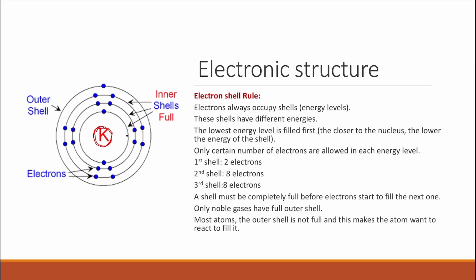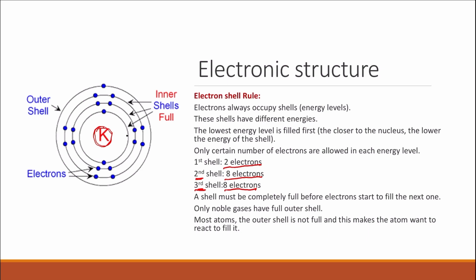What we should know as well is that each energy level or each shell has a maximum capacity of electrons. So it cannot take more than a certain number of electrons. In your specification, you should know the first energy shells and how many electrons they can have. The first energy shell can have a maximum of 2 electrons. The second energy shell, maximum of 8 electrons. Third energy shell has a maximum of 8 electrons. Any shell must be completely full before the electrons can start to fill the next energy level.